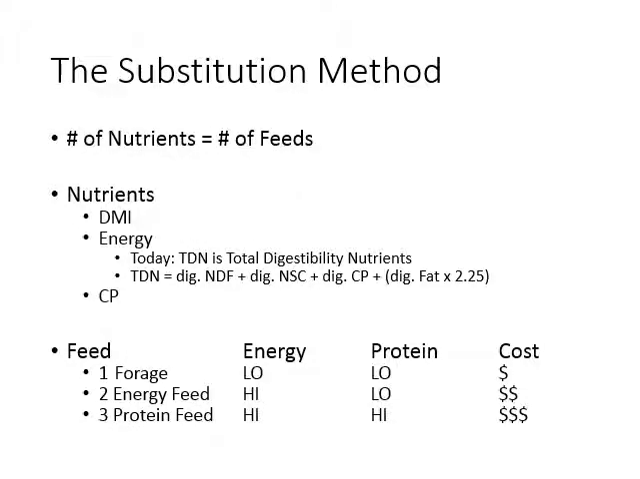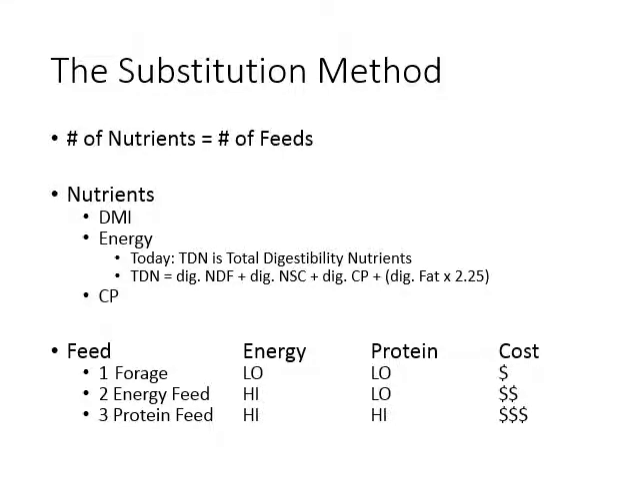So for ration balancing, we're working with the substitution method. And in the substitution method, the number of nutrients you balance for must equal the number of feeds that you use. So you can imagine we're going to be doing our rations by hand to get a feel for what we're doing. You can imagine that 4, 5, 6 nutrients and that many feeds, it would get very, very tedious to do this by hand. So we're not going to go beyond 3 for this.